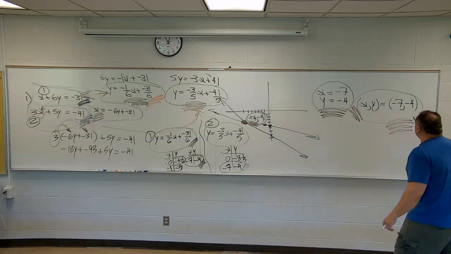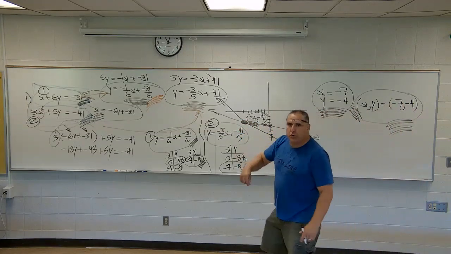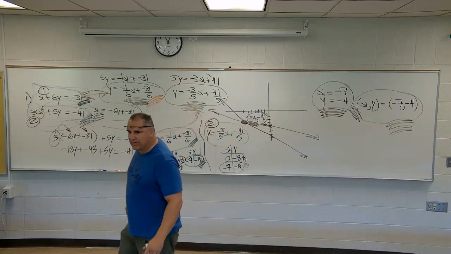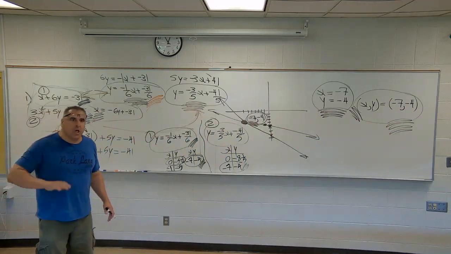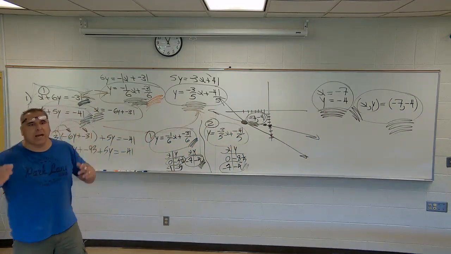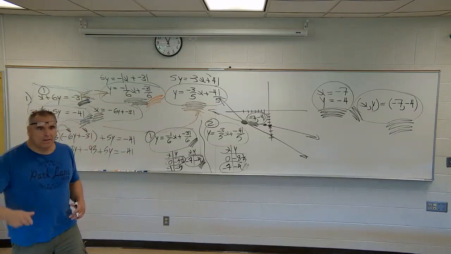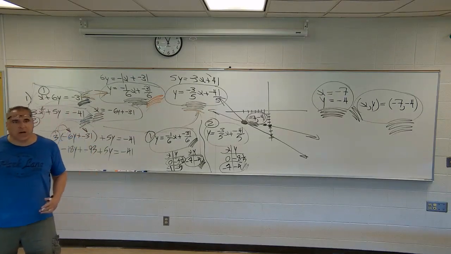Negative 7, negative 4. That's the solution here. If you drew these two lines using any points that are on each line, pick randomly any points that are on line number 1. Graph those points, draw a line through it, you got a straight line.